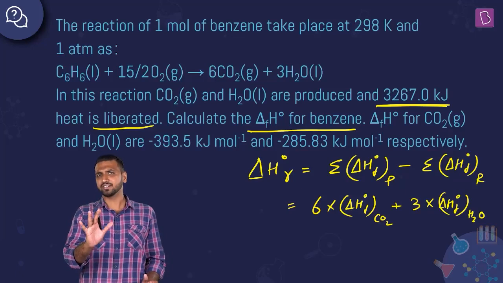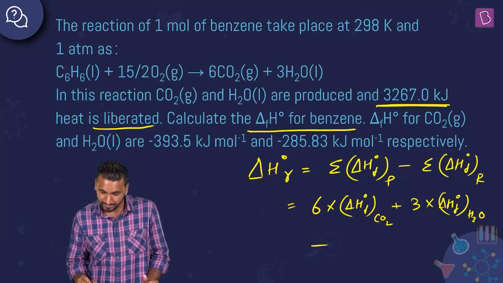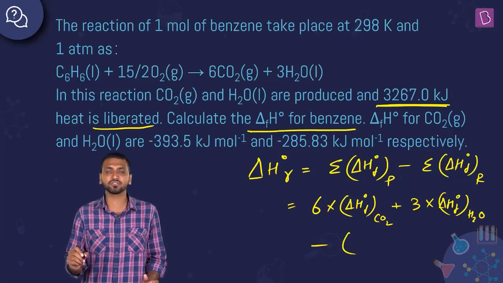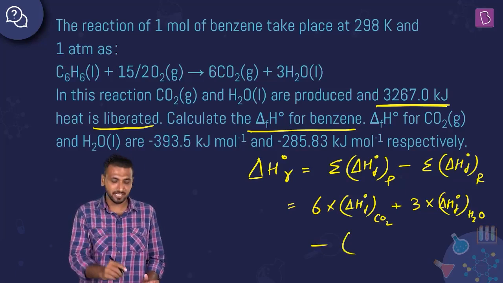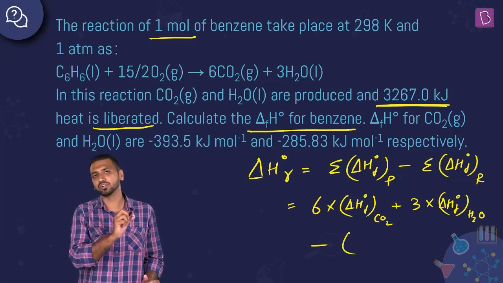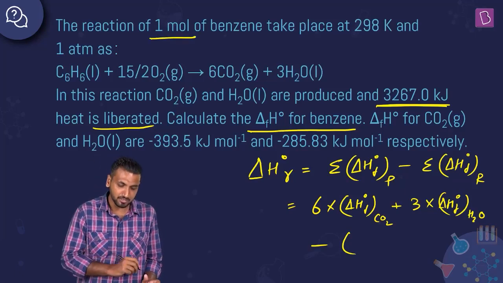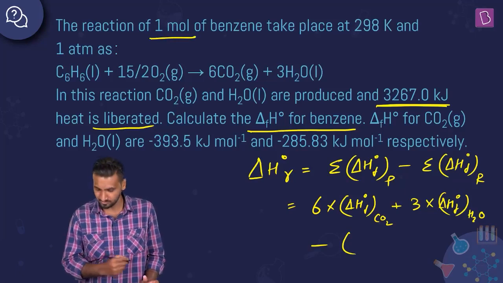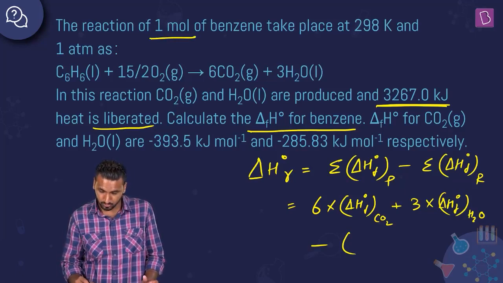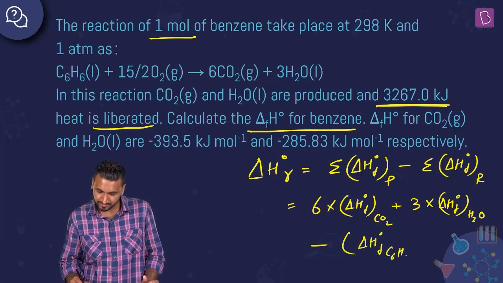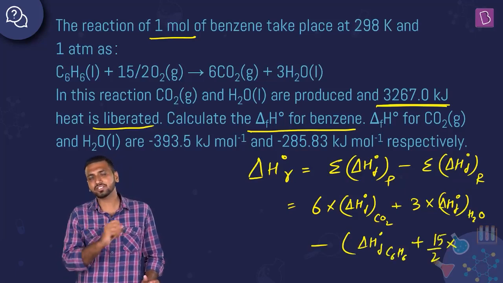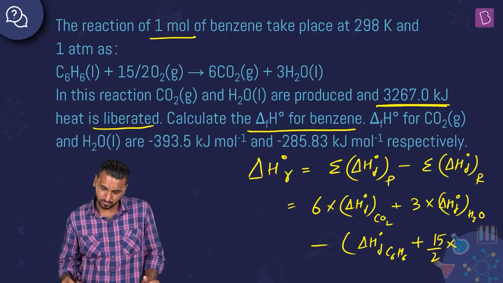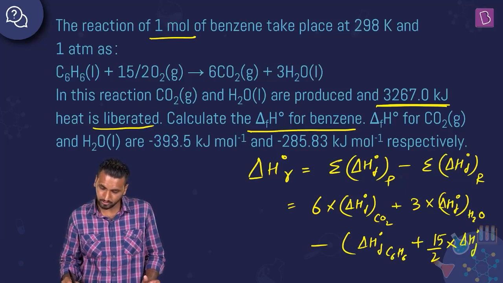Don't worry, you have all the data, right? You have read the question. Minus delta H naught formation of reactant summation, right? So what do you have on the reactant side? You have benzene, that is 1 mole. You have taken 1 mole of benzene and you have 15 by 2 moles of oxygen gas. So if I just write delta H naught formation of benzene C6H6 plus 15 by 2 into delta H naught formation of oxygen. Okay, let me first write it, then I'll talk about it.